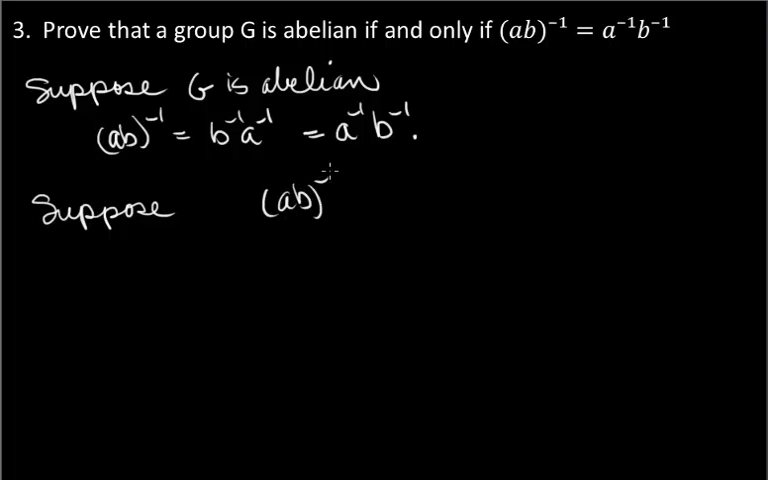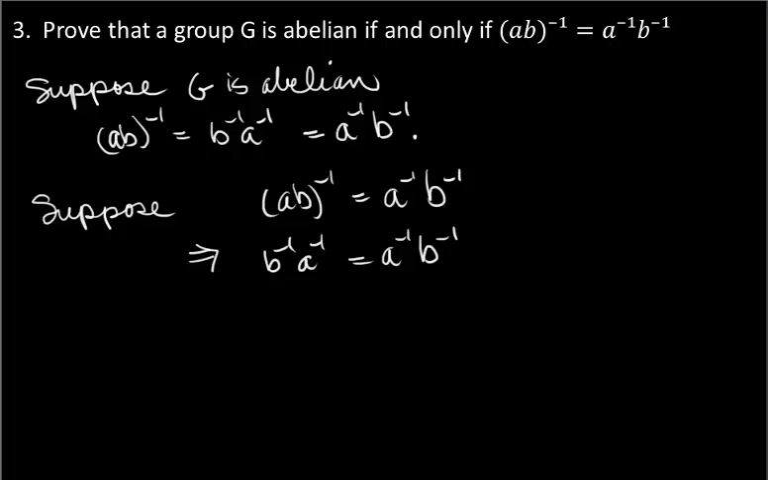that (AB) inverse is A inverse B inverse, and we want to prove that the group is abelian, the operation is commutative. Well, this implies, by what we just proved, that B inverse A inverse is equal to A inverse B inverse, because we know in any group the inverse of AB can be written B inverse A inverse.